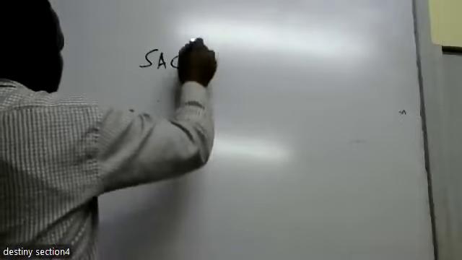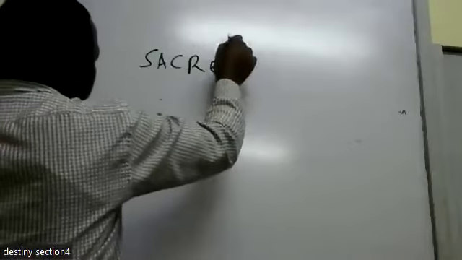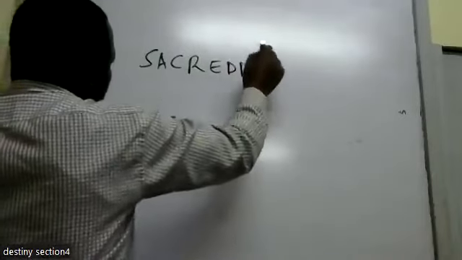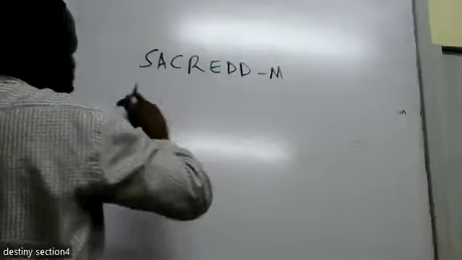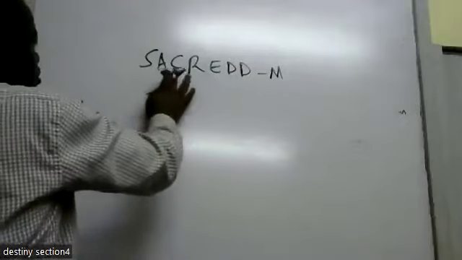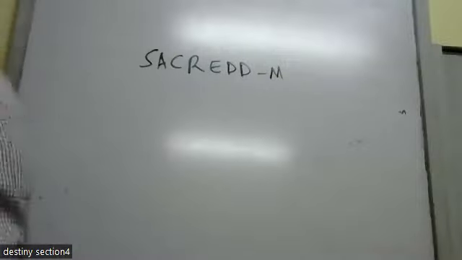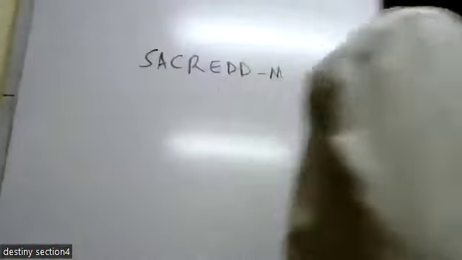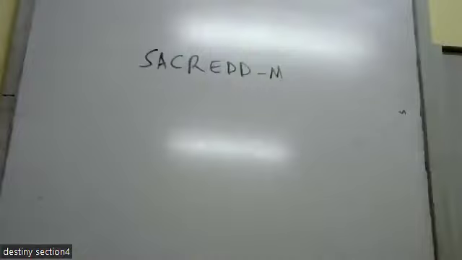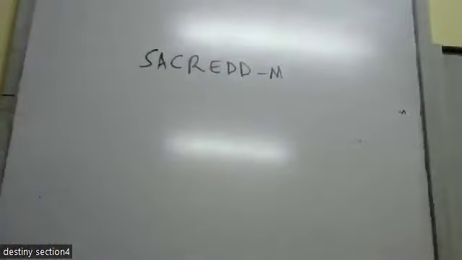On the SACRED M, there should be at least 7 or 8 letters: 1, 2, 3, 4, 5, 6, 7, 8. SACRED M is a mnemonic which can help us to identify those quality control procedures areas.